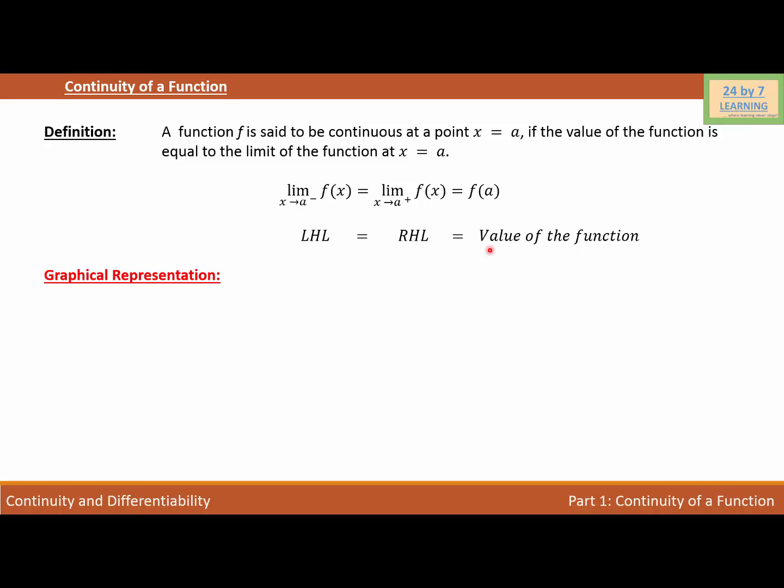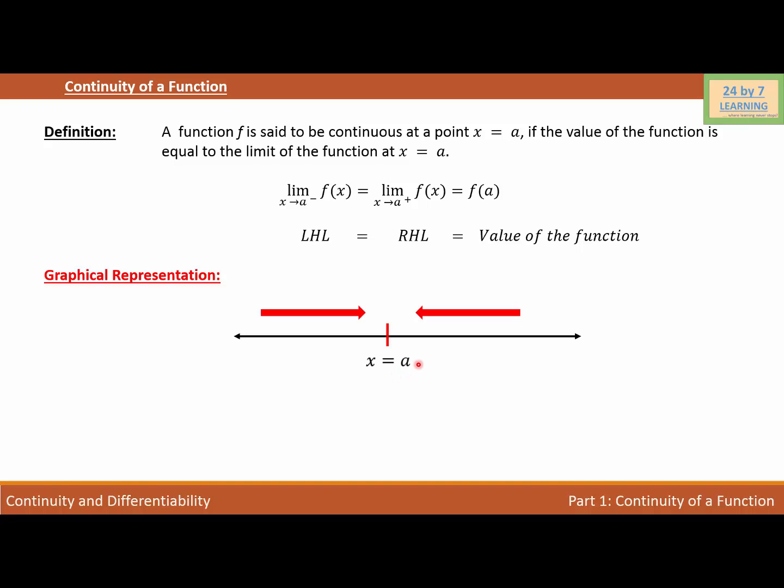What I'm going to do is draw a number line. This is my number line, and I'm going to pick a point x equals a, which is this one right here. There are two ways to approach point a, one from the left and the other from the right. If you approach from the left, the value of x will always be less than a, and if you approach from the right, the value of x is always greater than a.